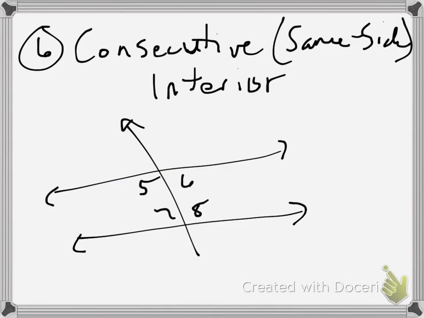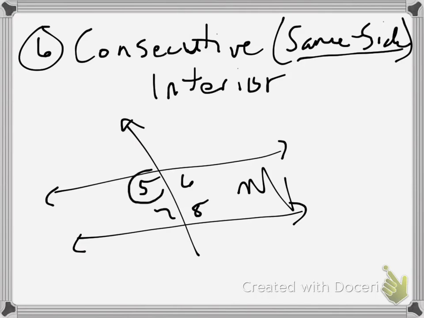Last one. You'll see it in the book as consecutive interior. Consecutive means 2 in a row. I always like to use the word same side because that's a lot easier for people to understand. Same side interior. Interior, obviously, we're talking about in between the two lines. So we're talking about this area in here. Now, same side implies that they're on the same side of the transversal.